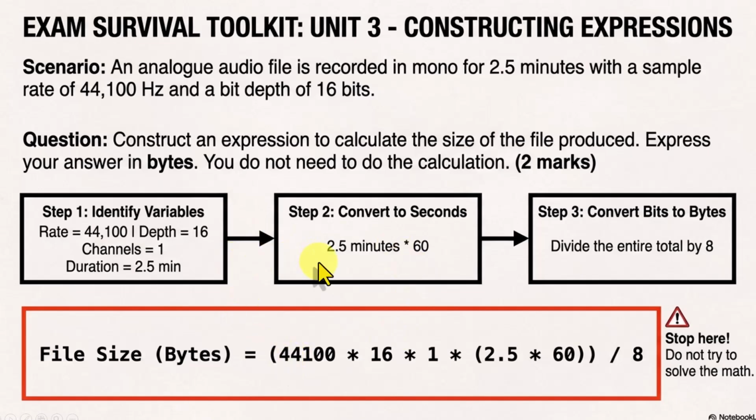Now, for answering this question, you will need some information from the next videos. So if you do not understand that, no problem. But as you can see, the final answer that we have here is just an expression, a formula. We just do not need to calculate this. So that is the hertz multiplied by the bit depth multiplied by mono, for one file, and 2.5 minutes multiplied by 60, and divided by 8, that is just changing into bytes. If you do not understand it in this video, no problem. But in your exam, if you are told to construct an expression, you need to stop here. You do not need to try to solve the math problem.